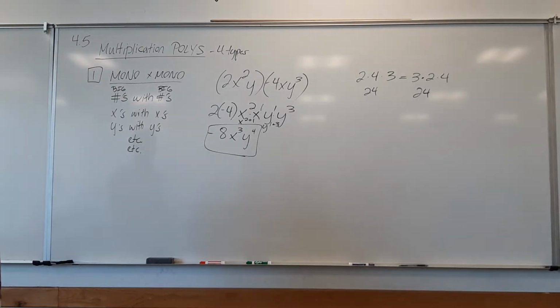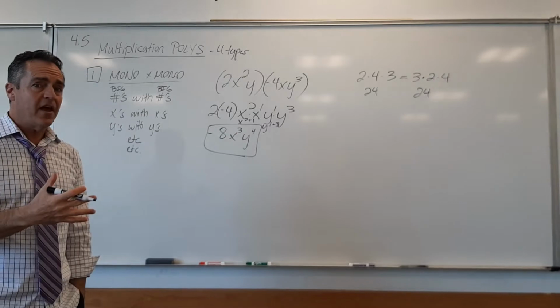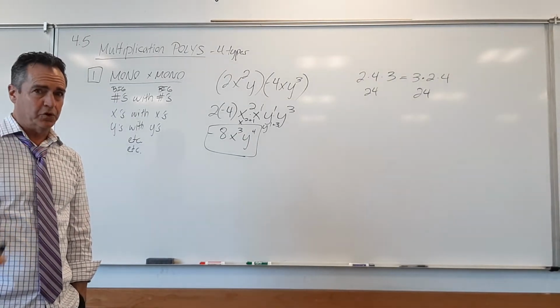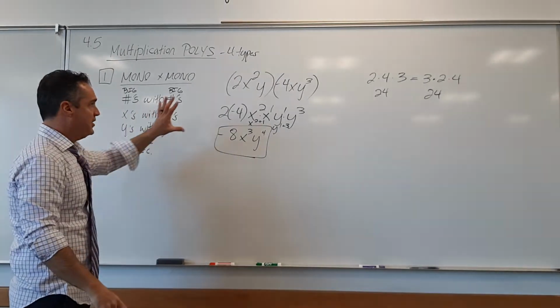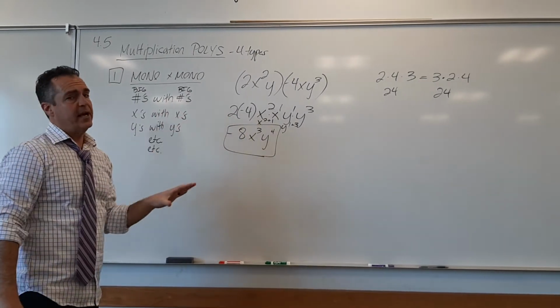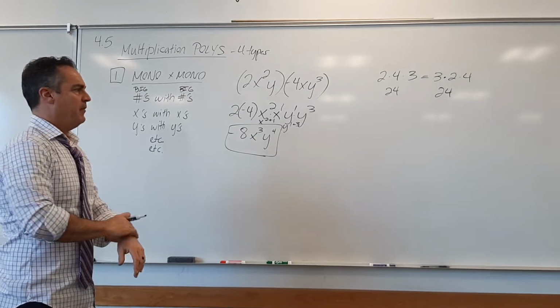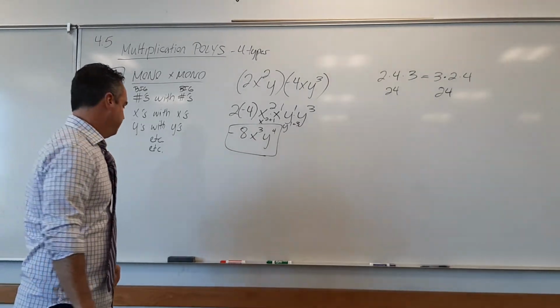Okay, super simple. So we said there's 4 types of multiplication of polynomials. All the others build on this. If you understand this, then you understand how to do the other 3. We're going to teach you about that in a moment. Let's go ahead and pause for just a second.